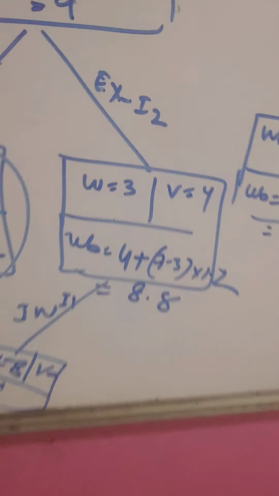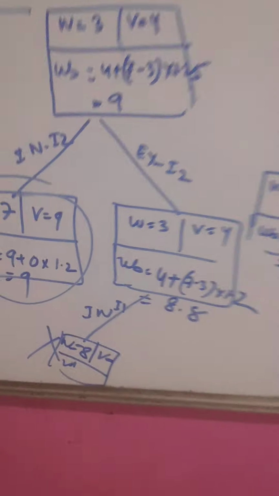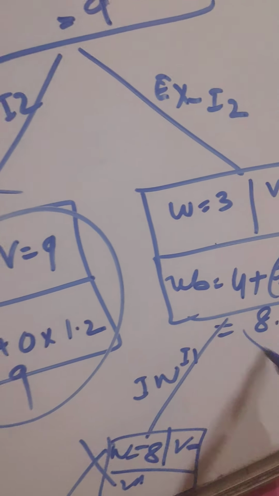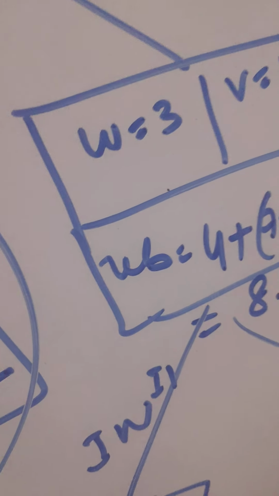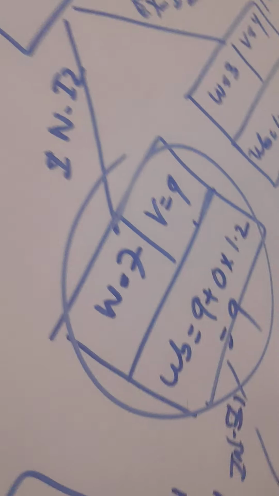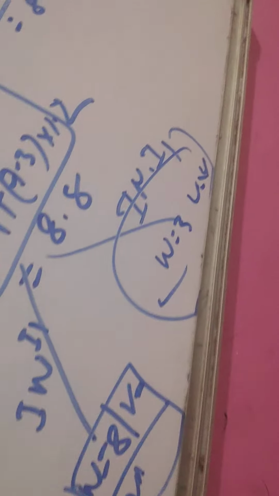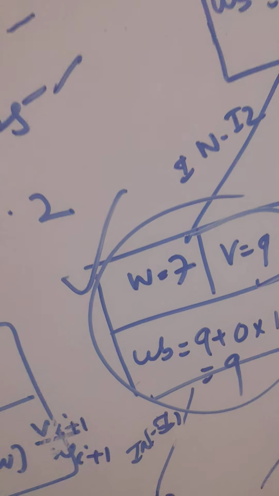Okay, next here I am not getting solutions, so here I will include I1, the same value I will have here, W3 and V4. So here value is 4, weight is 3. So if I compare these two solutions, here weight is 7, V is 9, here weight is 3 and V is 4. So which one is better? This one is the optimal one.